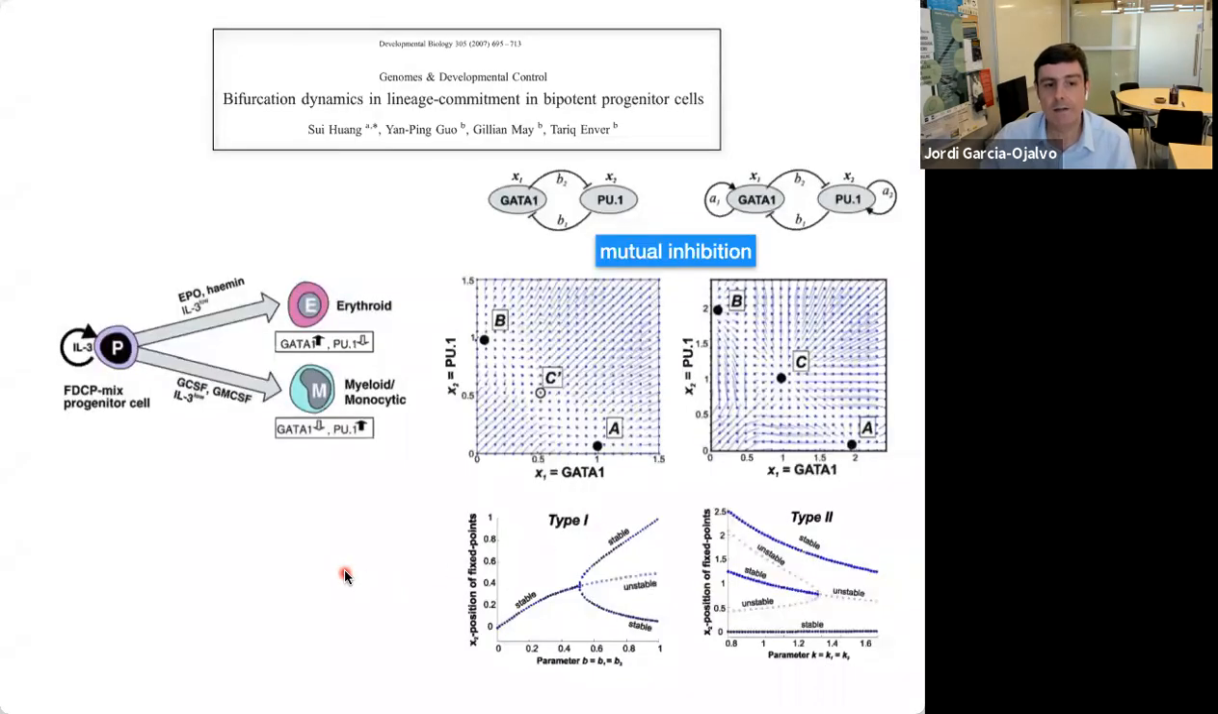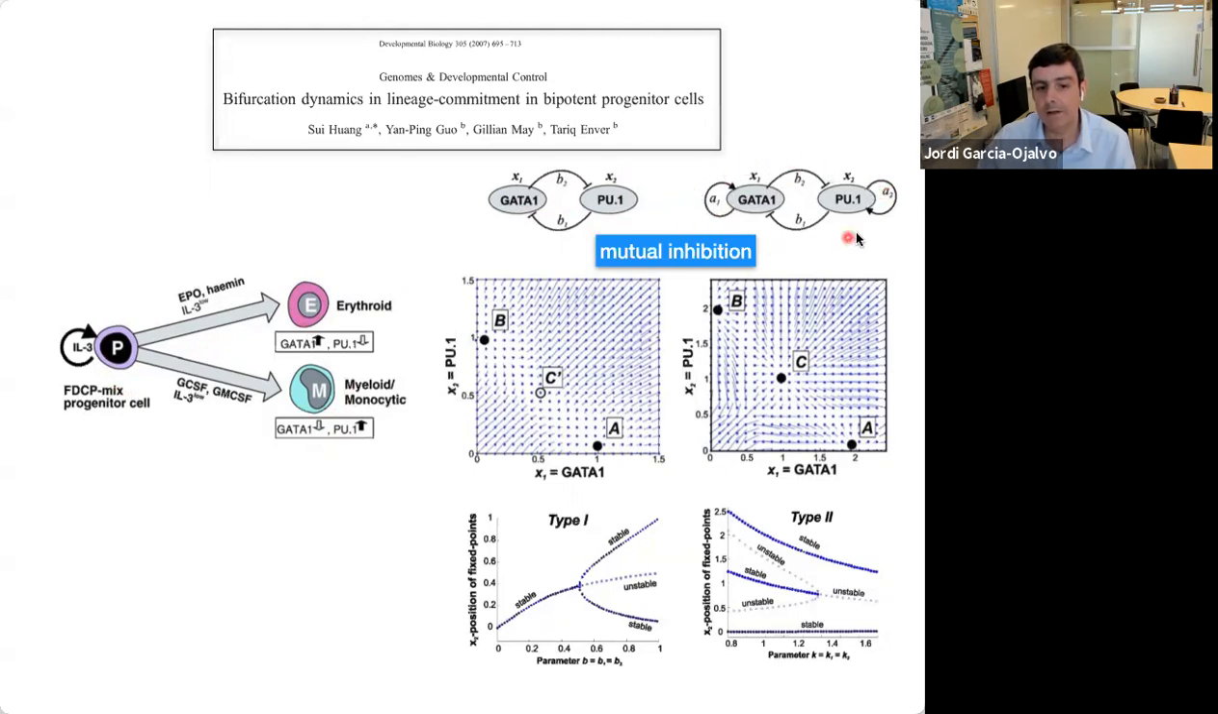For instance, this is known for 15 years already. This is the case of the cell fate decision in the hematopoietic system. So if you start with the hematopoietic stem cells, they have to make a decision to become either erythroids or myeloids, for instance. These are two fates. And it is quite well known that this is driven by circuits like this. You have two proteins that inhibit each other's activity. So this protein here, GATA1, inhibits PU1 and vice versa, and they can even be self-activating.